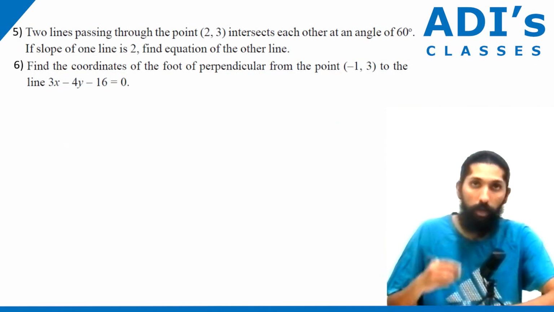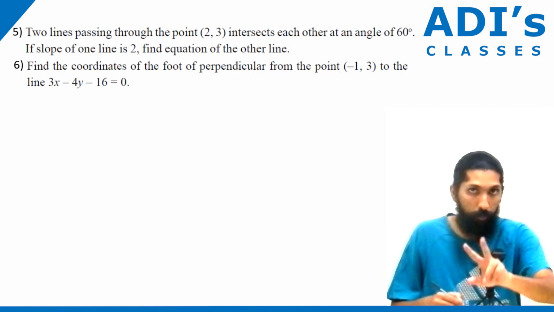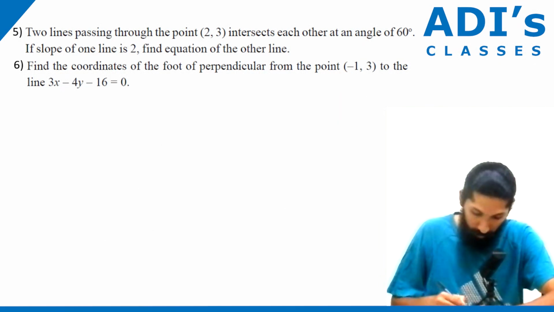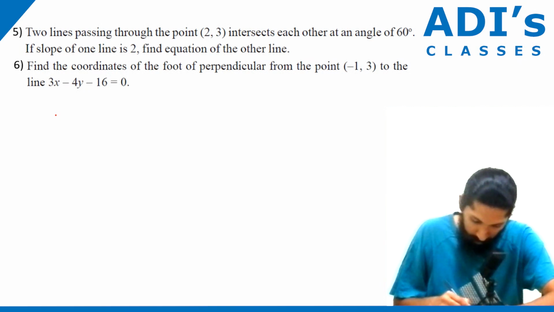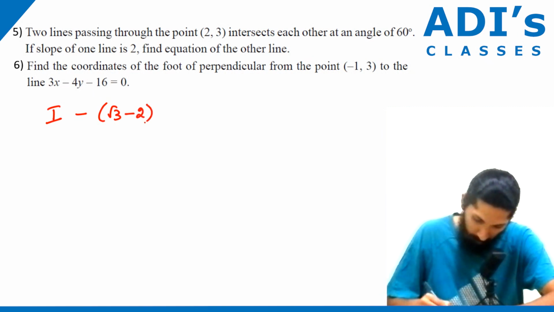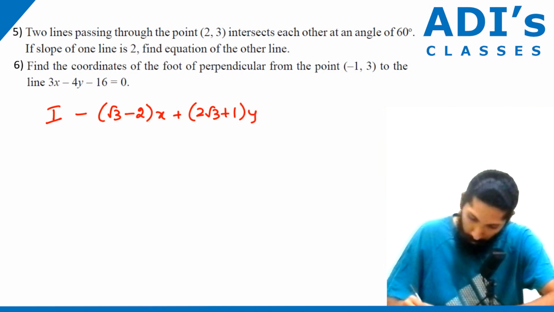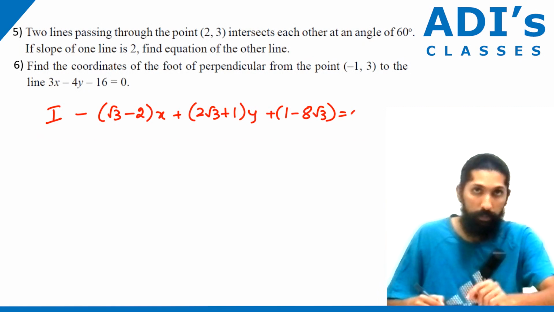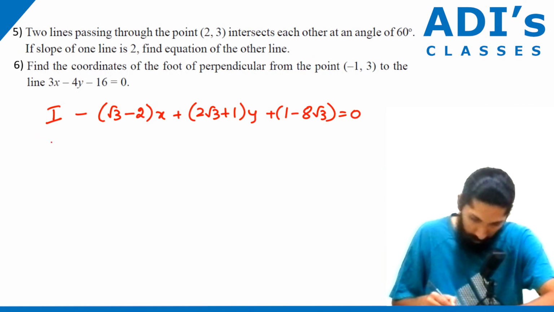Alright. The two answers are going to be, see, we have two cases, correct? Two slopes. The first case, I'll write. The first case, what you're going to get is (root 3 minus 2) into x plus (2 root 3 plus 1) into y plus (1 minus 8 root 3) is equal to 0. First case.